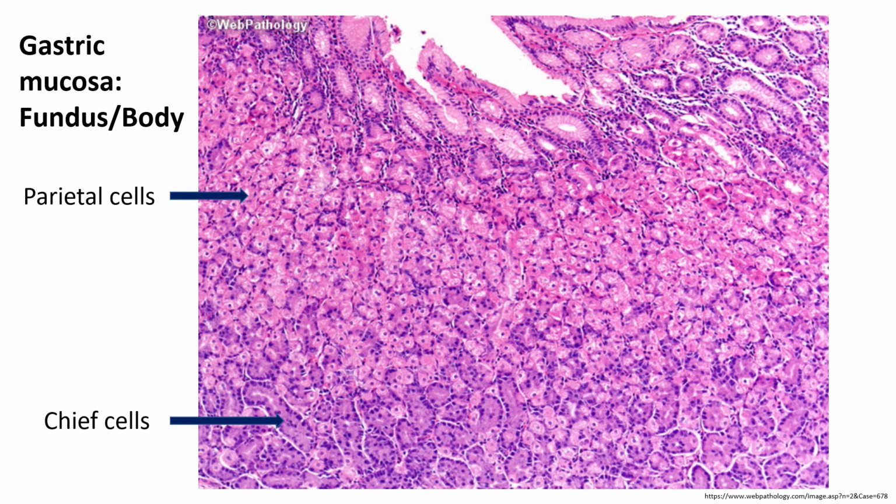This is a picture from the gastric mucosa taken from the fundus or body. So in the fundus or body, you would see the parietal cells and chief cells. So here we can see the parietal cells. They have abundant pink cytoplasm. And below them, we can see the chief cells. They are relatively darker compared to the parietal cells.